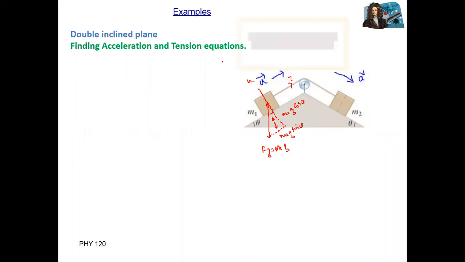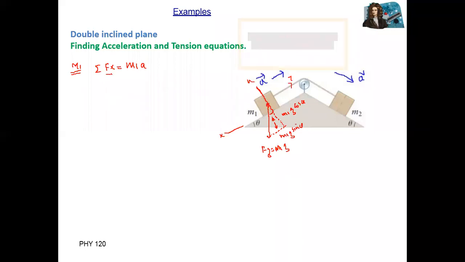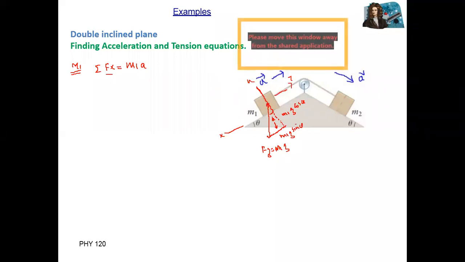We have acceleration, you can see here. So on mass number 1, the sum of all forces along the x-axis equals what? It equals m1a, because there is acceleration. In this case, we consider this one the x-axis, and the normal force along the y-axis. So along the x-axis there are two forces: one is this component m1g sine theta, the second one is the tension force.